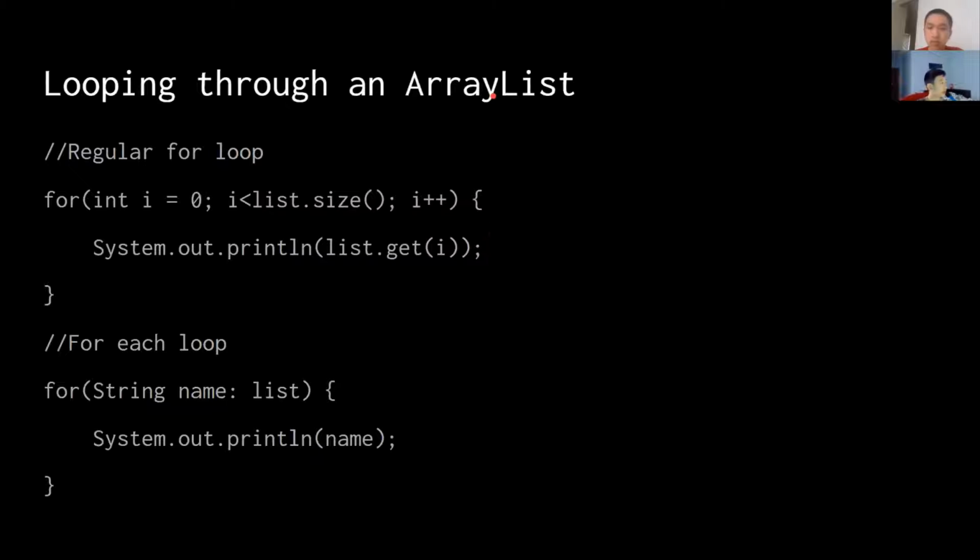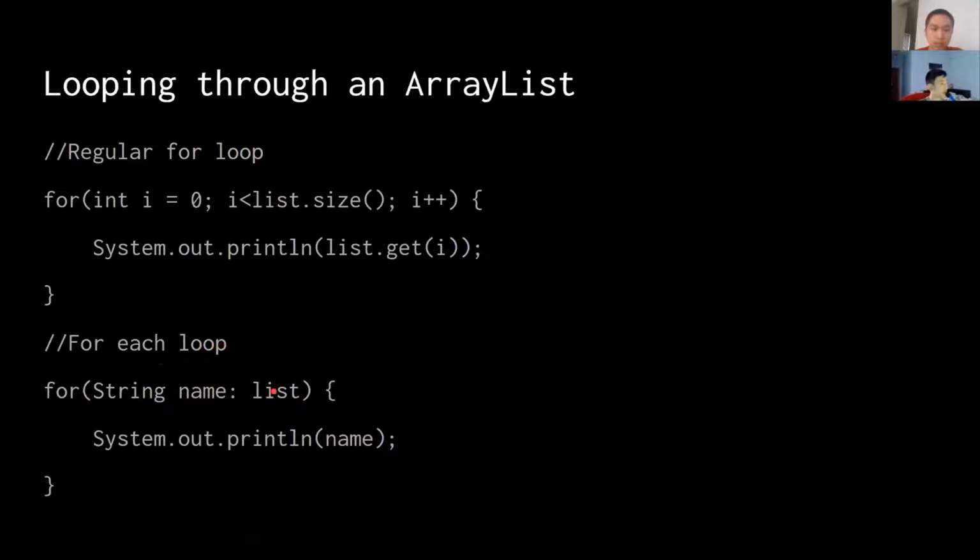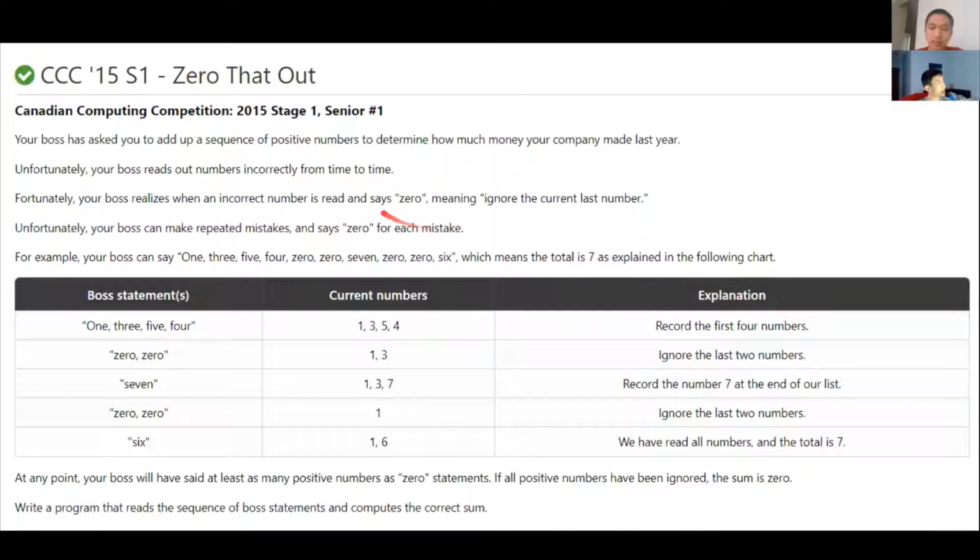And to loop through an array list, it's literally just like an array. It's the exact same way, except you have to do list.size() instead of your array name .length, right? That's the only difference. Or you can also do this, which is for String name : list, and then just print out name. This one's the nerdier way to do it. This one's a bit more flexible sometimes though.